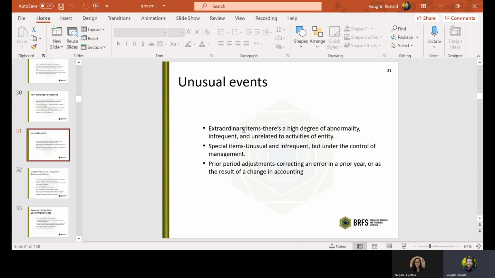So unusual events, we've got extraordinary items. So for us, that would be an earthquake because it's abnormal and infrequent and unrelated to anything that we're doing. But if we were in Florida, a hurricane wouldn't necessarily be extraordinary. And for whatever reason, I don't really understand it, GASB came out with a ruling on the pandemic and said it wasn't an extraordinary event.